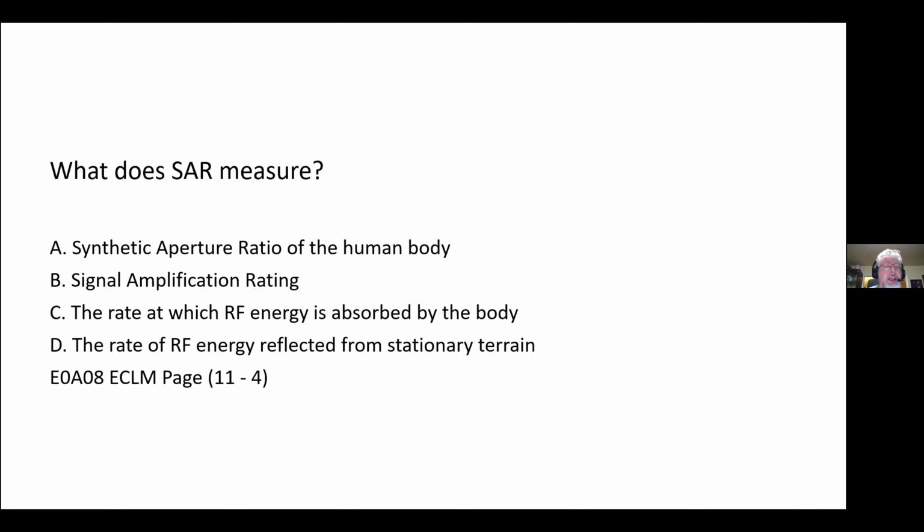What does SAR measure? A, synthetic aperture ratio of the human body. B, signal amplification rating. C, the rate at which RF energy is absorbed by the body. Or D, the rate of RF energy reflected from stationary terrain. Charlie is correct. The rate at which RF energy is absorbed by the body.